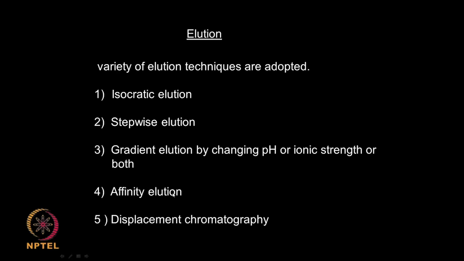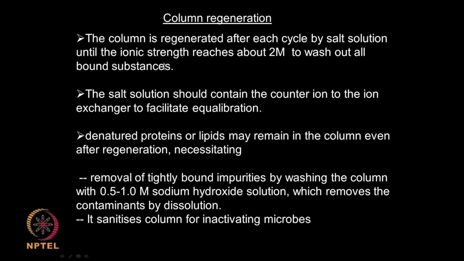Affinity elution, I can have an affinity ligand passing through which will capture whatever has been bound. Displacement chromatography, that means I can displace whatever has been bound using some other solvent or some other material. So, this is how you regenerate your column. You have to regenerate after each cycle.